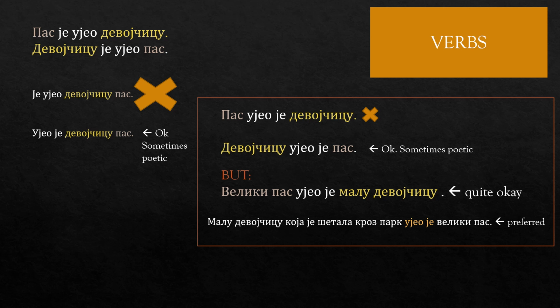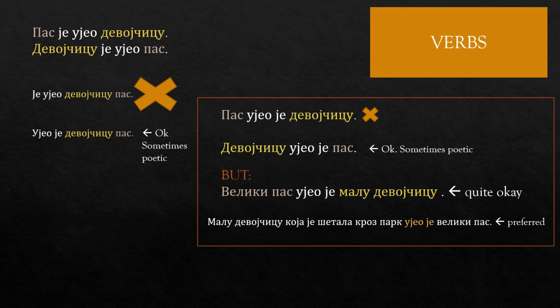Since Serbian is full of double standards, if the object comes first, then you can invert the verb that comes after it. Devojčicu ujeo je pas is a legit sentence, but it tends again to sound poetic.